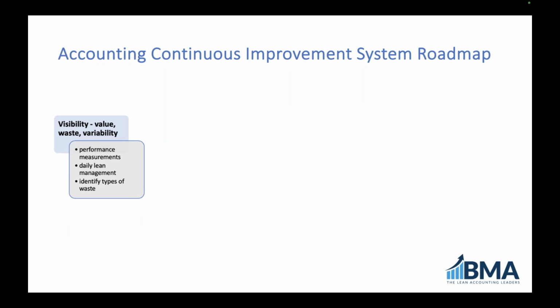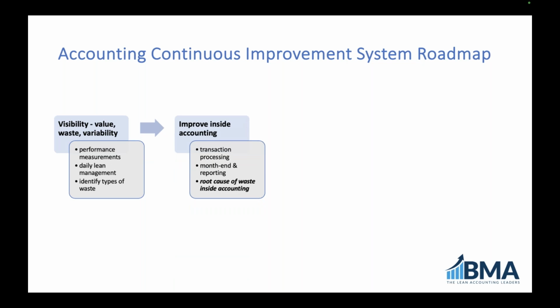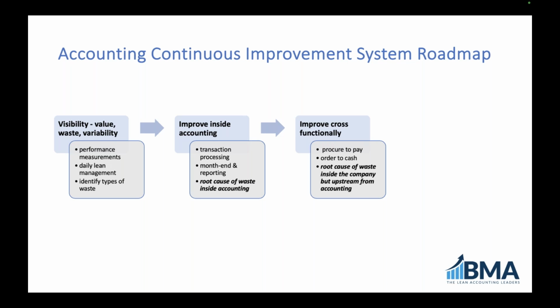General roadmap: create visibility. Improve inside accounting, okay? If the root cause of a problem is inside accounting, focus on that first. Sort of tidy up your house. Eventually, you're going to have to focus cross-functionally on procure to pay and order to cash, okay? That's based on what the root cause of the waste is. But make sure that you take care of your house first.